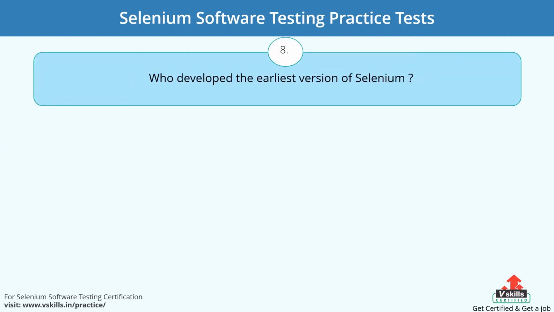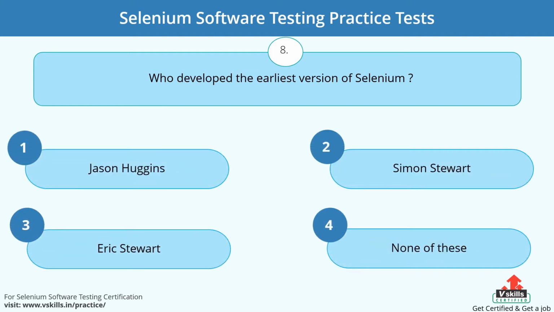Question number 8. Who developed the earliest version of Selenium? The options are A. Jason Huggins, B. Simon Stewart, C. Eric Stewart, D. None of these. The correct answer is option A.